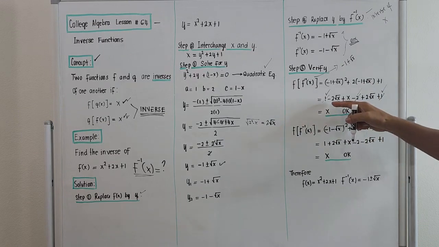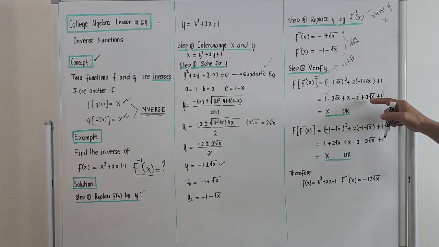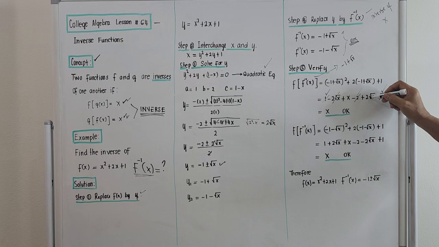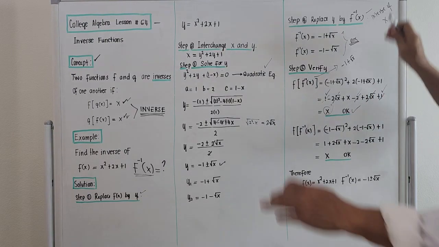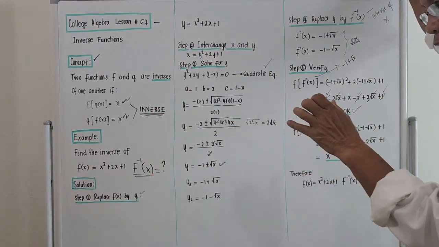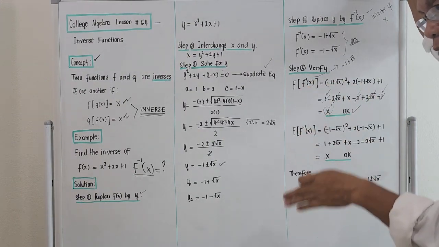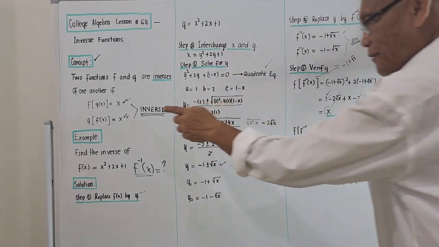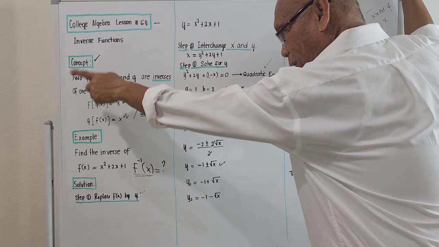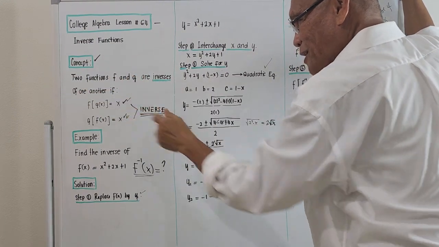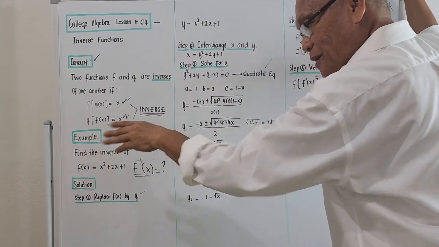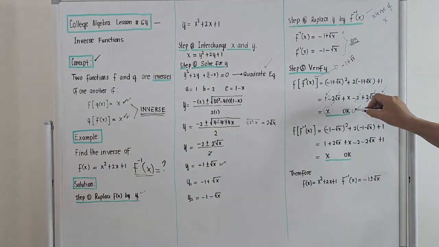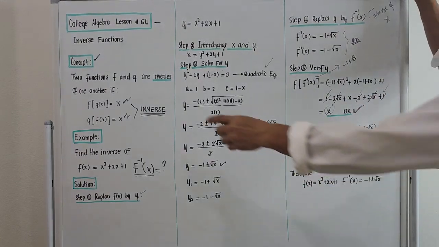Right? This is minus 2 the square root of x, this is plus 2 the square root of x. They cancel out. What remains after the simplification? It is x. It's okay, because according to the concept, if we substitute the value of the inverse function on the given original function, and what comes out is x, we could say that the inverse function is actually the inverse of the given function of x. So this is okay, right? We satisfy this one.